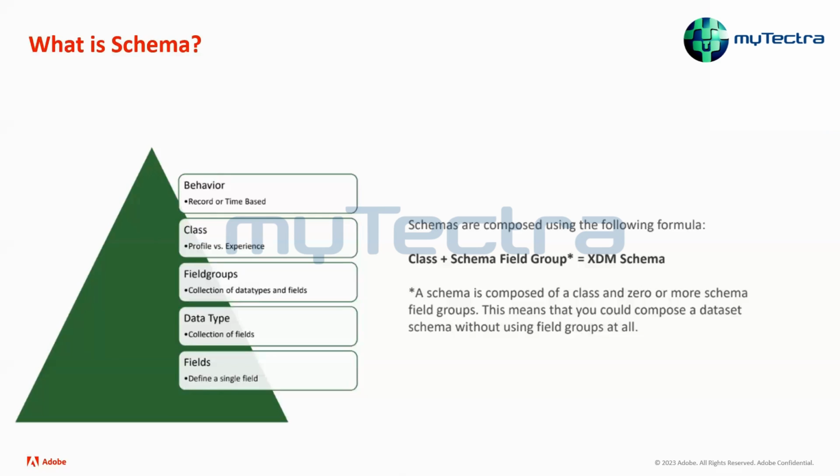So there's something called class. A schema's class defines the behavioral aspects of the data, that is, whether the schema contains record-based data or time series data. For example, if you're creating a schema, first you have to define what the class of that schema is. By default, we have two classes in our AEP: one is experience event, one is individual profile, or one is record based, one is event based. If the data is record based, it is a record of a customer, a record of a profile, like age, name, loyalty details. These are attributable values of a customer. This is considered an individual profile or record based.